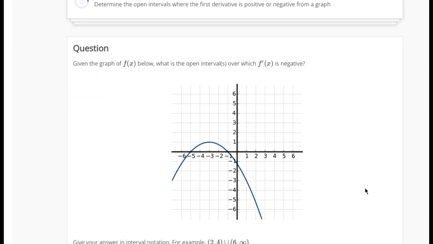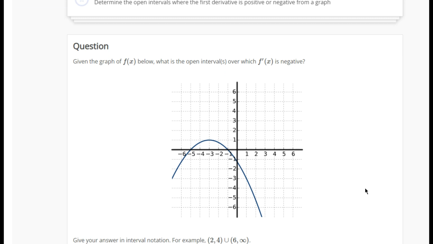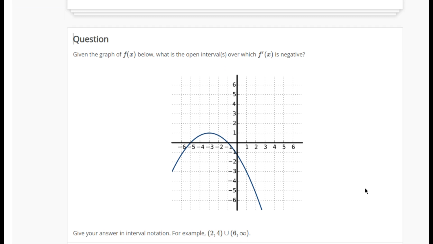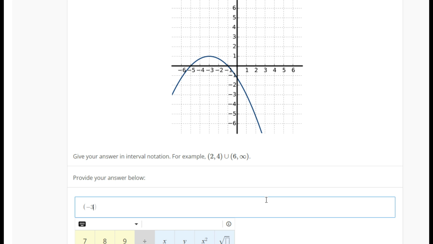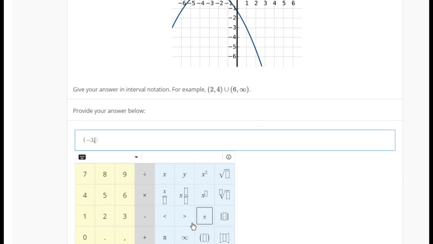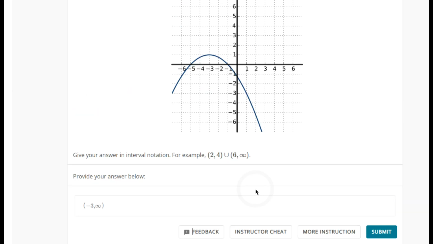What are the open intervals over which f prime is negative? Well, that would be from -3 to infinity. When x is precisely -3, the slope is 0, but anywhere to the right of -3, the slope of the tangent line is negative, and it would continue on forever in that manner.